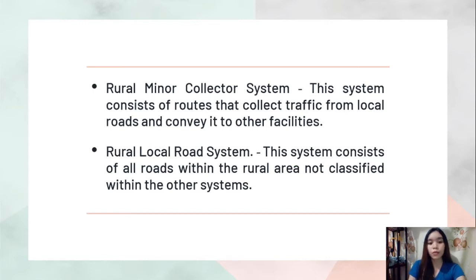Next is the rural local road system. This system consists of all roads within the rural area not classified within the other systems. These roads serve trips of relatively short distances and connect adjacent lands with the collector roads.